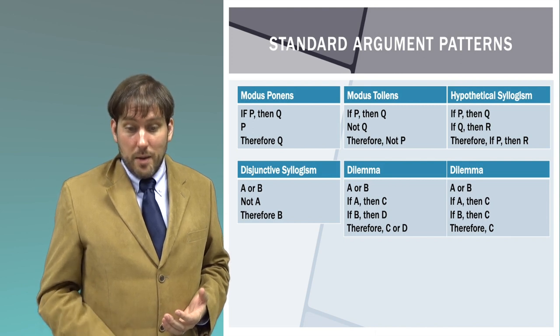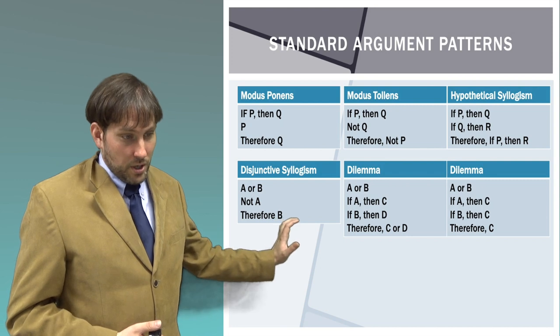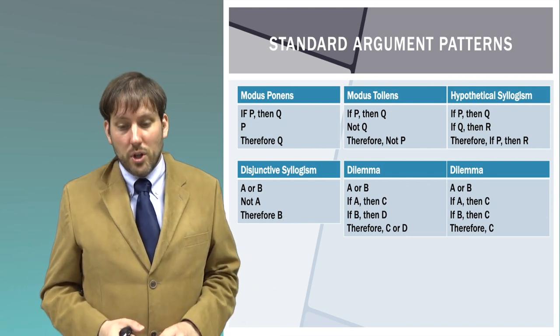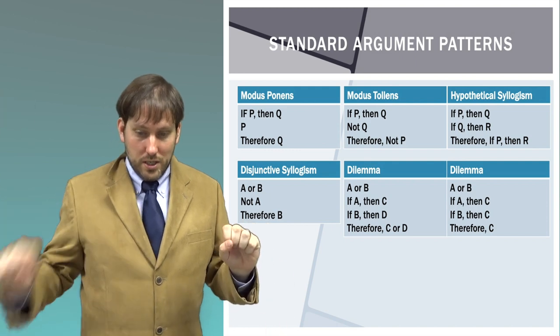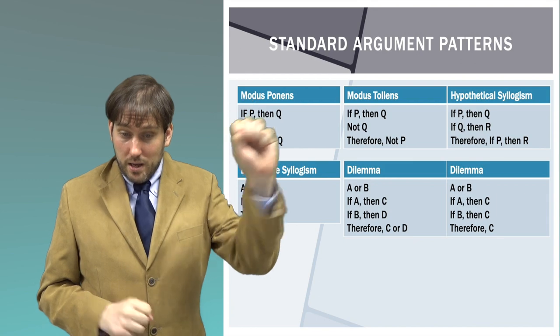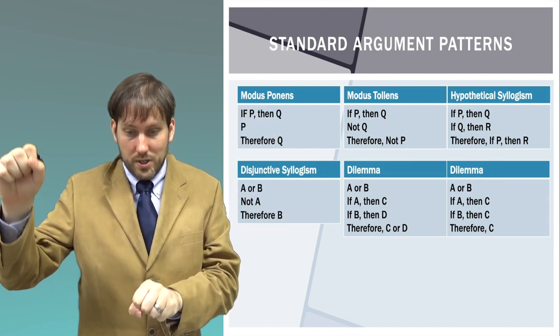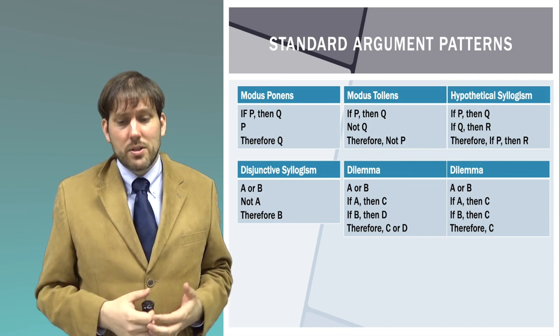Finally, there is a dilemma. So there are two different forms of dilemma. In one form, we have two claims, A or B. If A, then C. If B, then D. Then our conclusion is C or D. The other version is we have A or B. If A, then C. If B, then C. Therefore C.